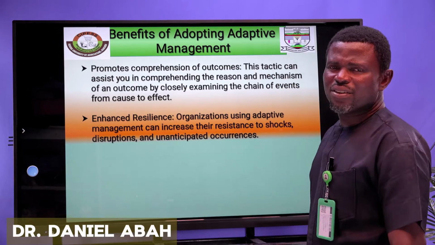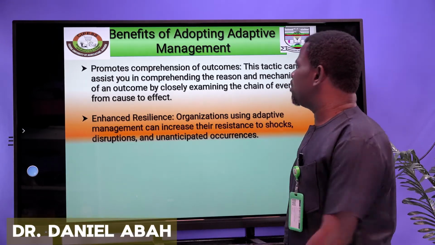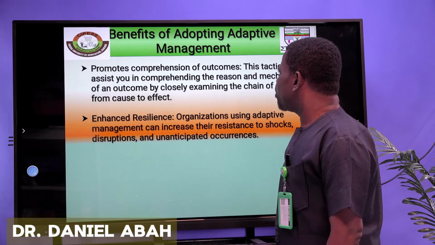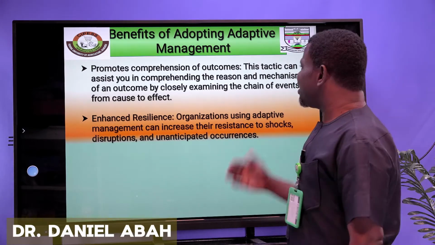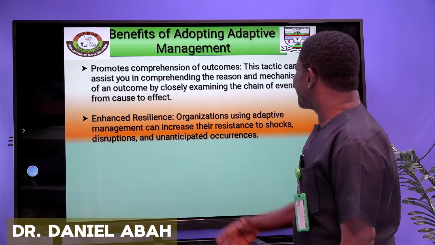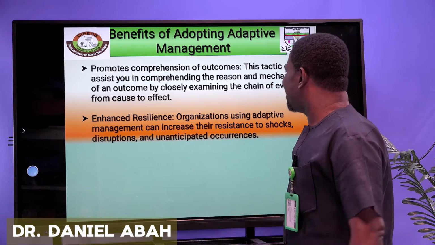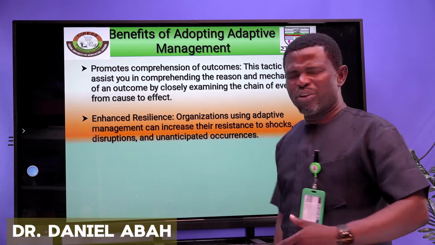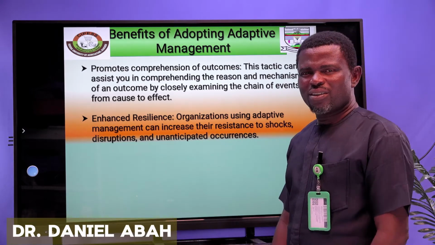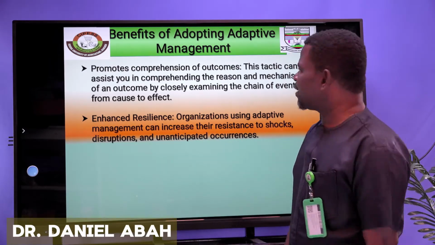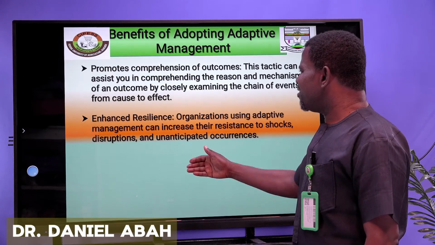There are benefits. Why do we adopt adaptive management? Number one, it promotes comprehension of outcome. These tactics can assist you in comprehending the reason and mechanism of an outcome by closely examining the chain of events from cause to effect. What causes what? What is responsible? What is the effect? It enhances resilience.